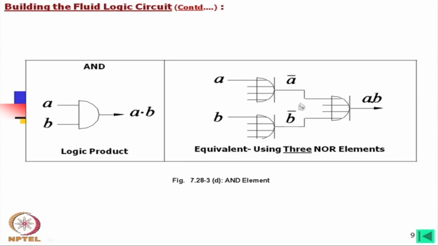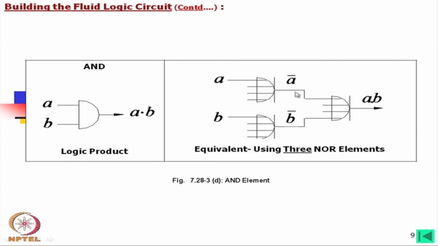Now, that also you can get from A dot B. Now, let us consider A is equal to 0, so A bar is 1, B is equal to 1, so B bar is 0. So, A bar plus B bar is equal to 1. Now, A dot B will give the same result. So, you have to just go through this exercise, but this is, mind it, this is a NOR element.